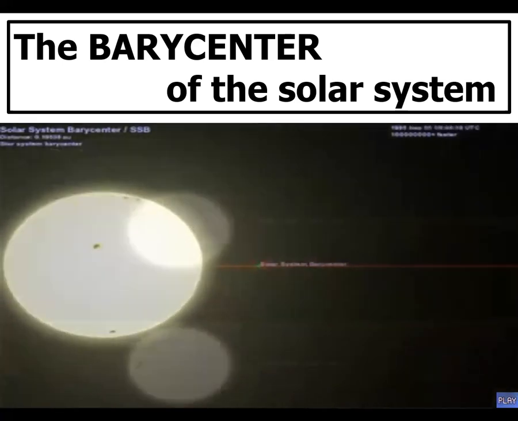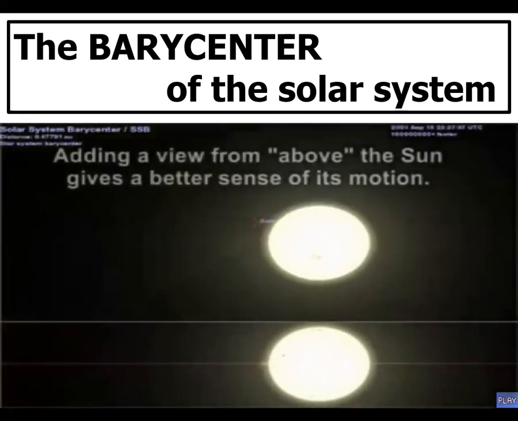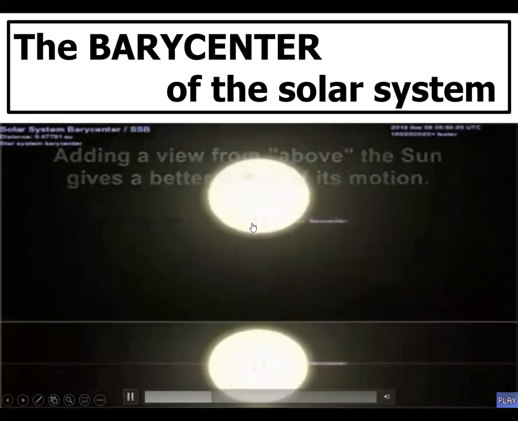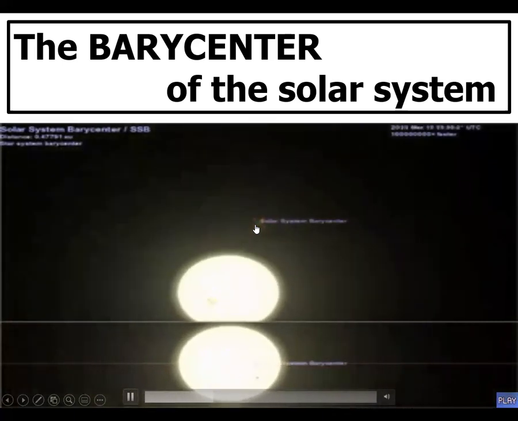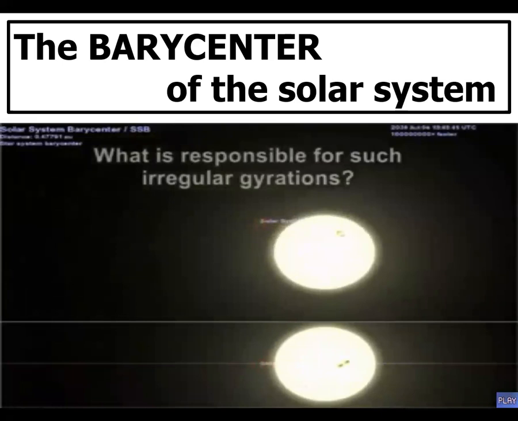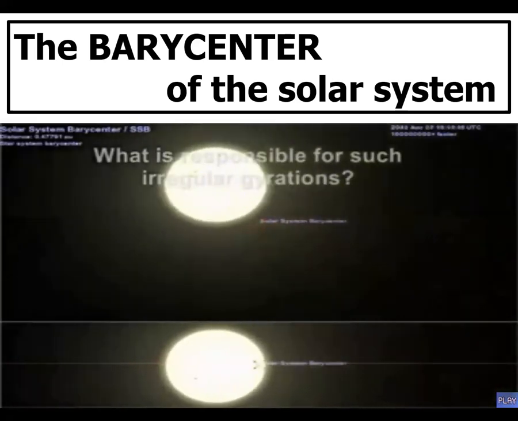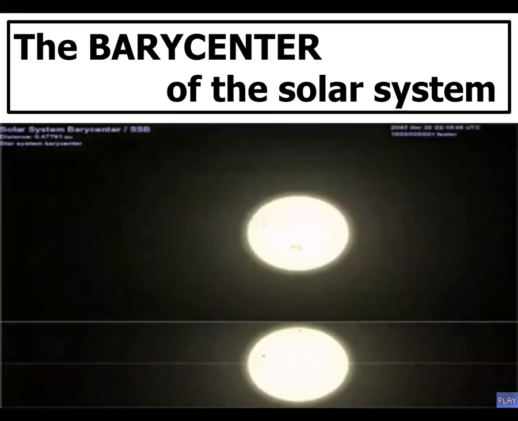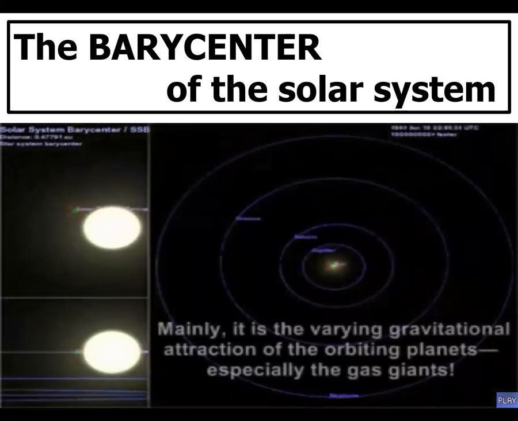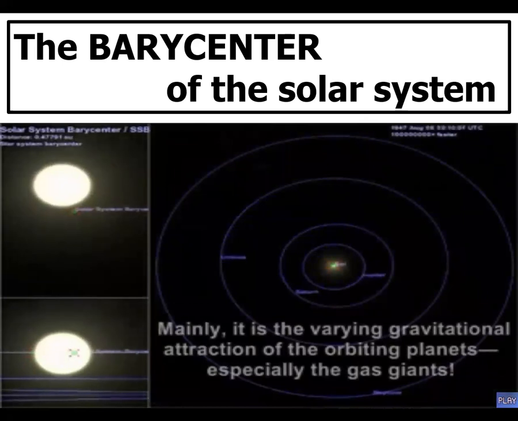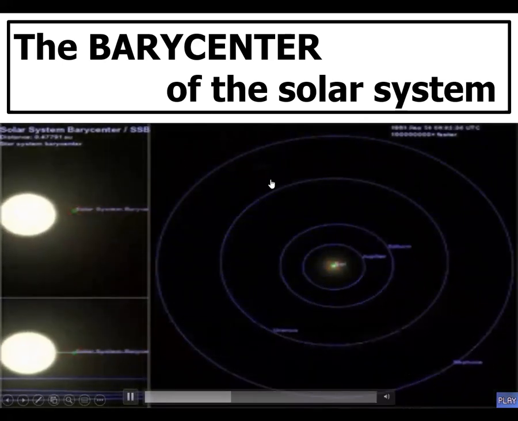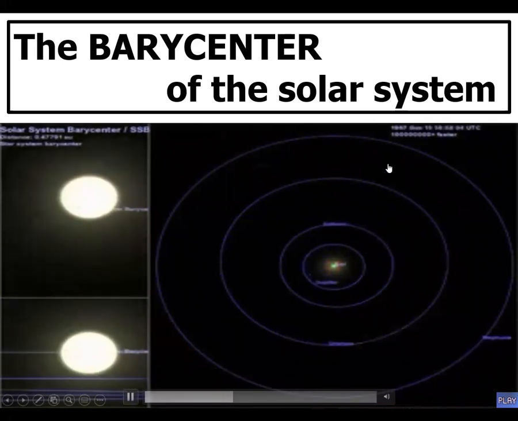All the other planets also orbit around this barycenter of the solar system. So remember, our star, the sun, also orbits and also spins. Or we can say it also revolves and it also rotates. And here are the other planets revolving around the barycenter of the solar system. Okay?